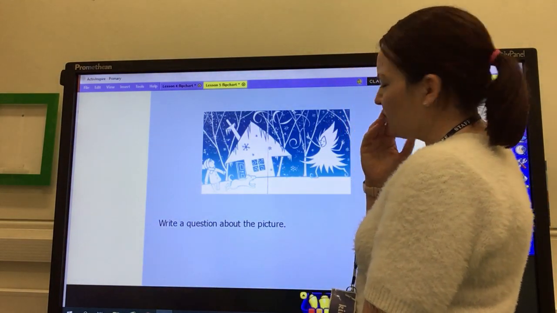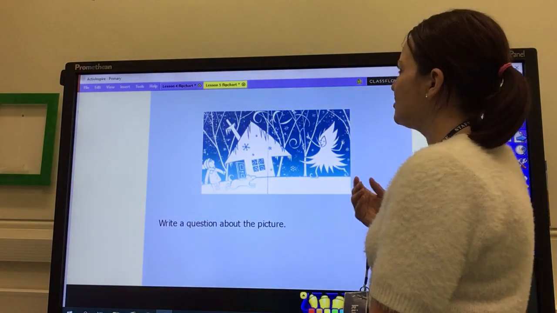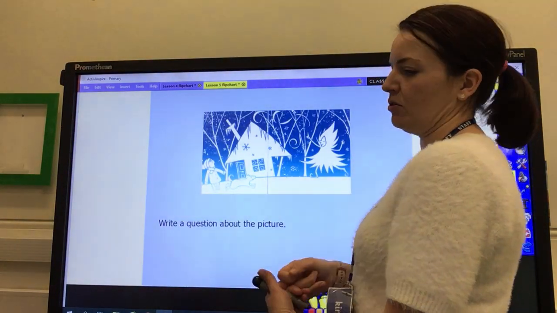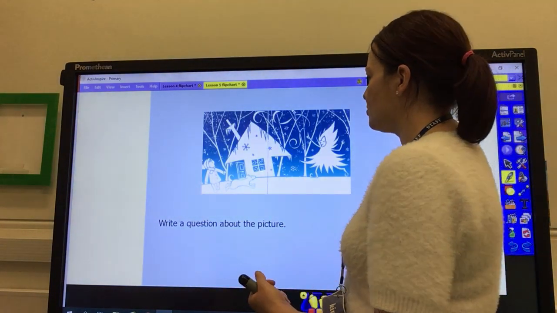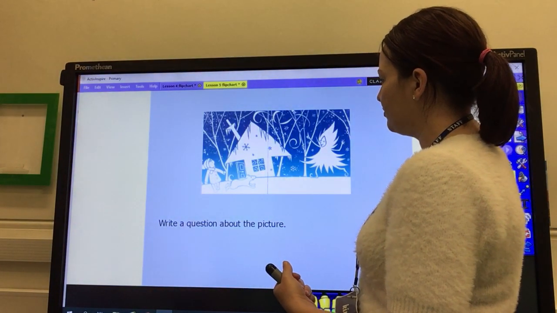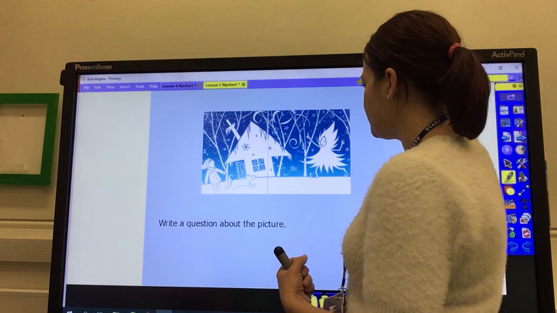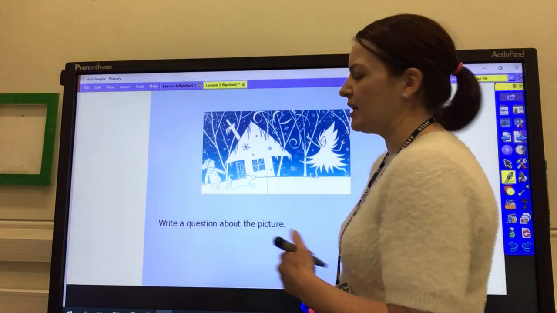I wonder who lives in that house. That would be a good question, wouldn't it? So let's make that into a question. Who, that's a good question word to start with. Who lives in the house? Or I could put a noun phrase in. Who lives in the small frosty house?